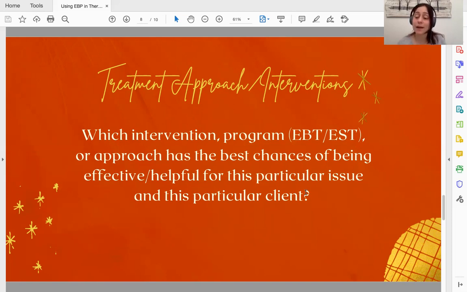We want to keep that in mind and also remember that some treatments are effective, but only for certain populations. In Miguel's case, we'd likely want to use TF-CBT, which is an evidence-based treatment program, but with certain modifications to tailor it to work with someone his age.